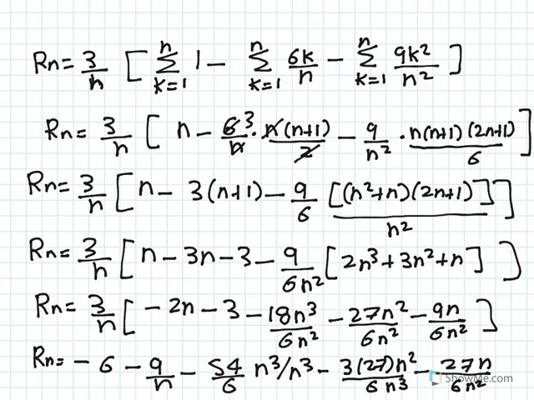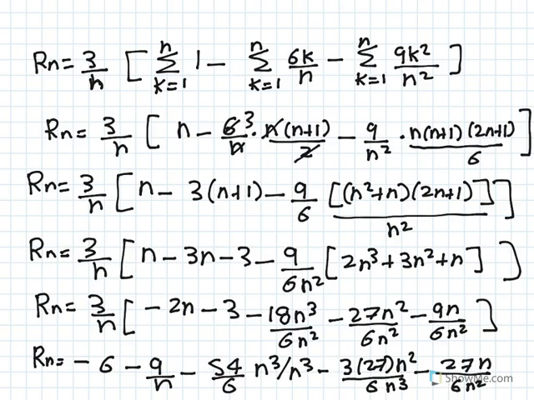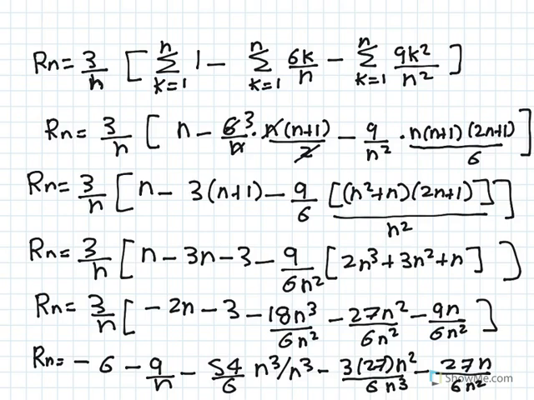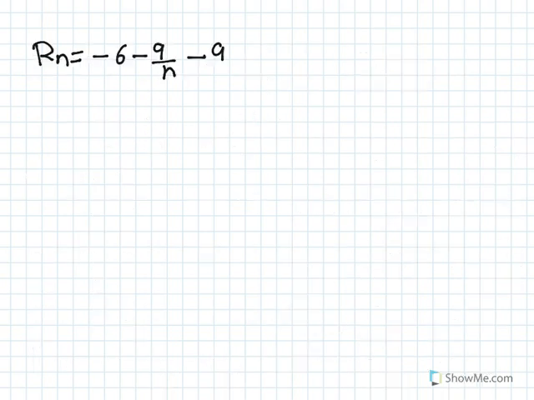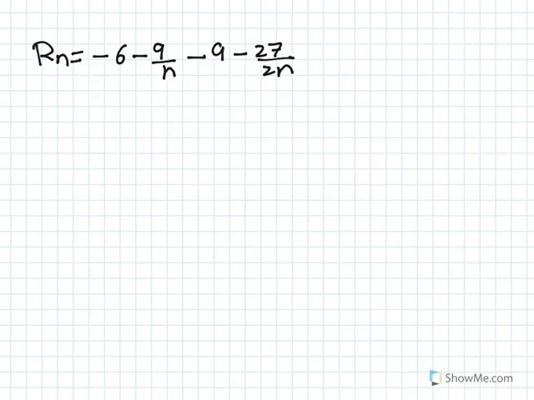All right, let's do a bit more simplification. So what we have is Rn is equal to, I'll rewrite it from the last page, minus 6 minus 9 over n, minus 54 over 6 is minus 9, and minus 27 over 2n, and then we get minus 27 over 6n.